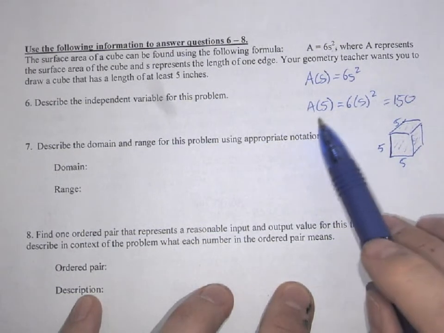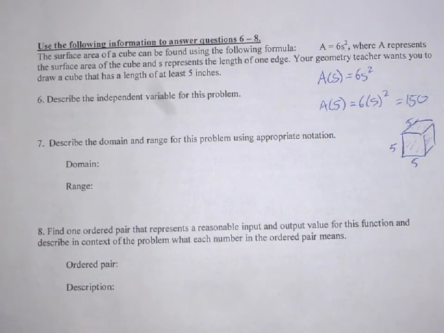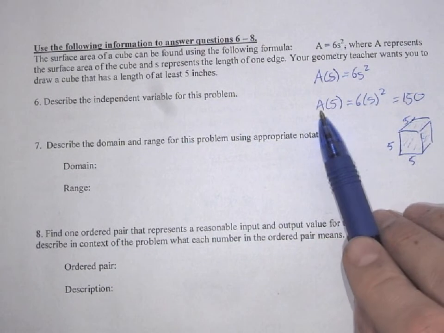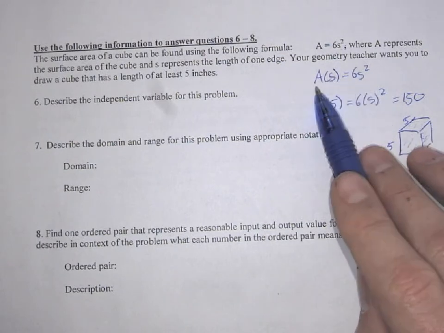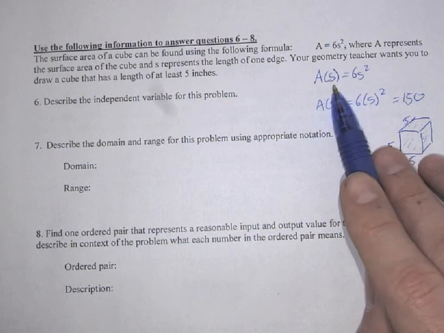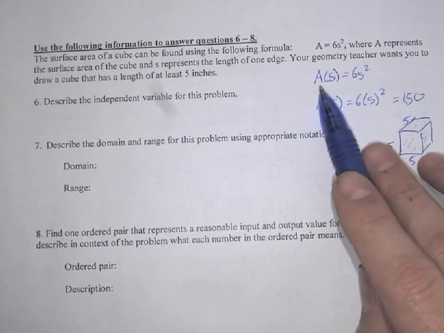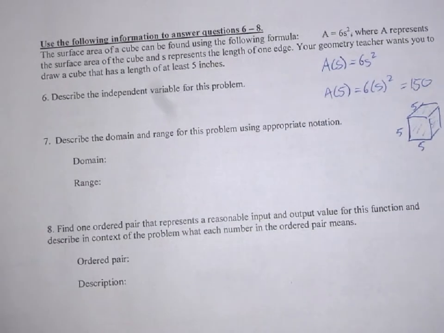So this function will give you the surface area for a given side length. The surface area A is going to depend on S, the side length. So area depends on side length. Area is a function of side length. That means area is the dependent variable and side length is the independent variable. So I'll let you jot that down.